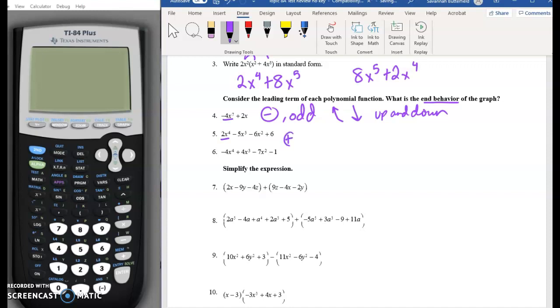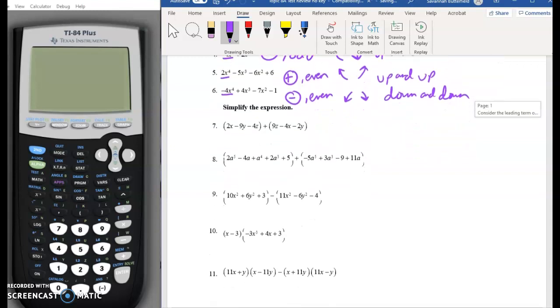Looking at number 5, my leading term is 2x to the 4th. That is a positive 2. And then my exponent is 4, which is an even number. So a positive even means we're going to go up and up. Also write it up and up. Looking at number 6, my leading term is negative 4x to the 4th. So that is a negative number in front. My exponent of 4 is an even number. So negative even means we're going to go down and down. Also write down and down.